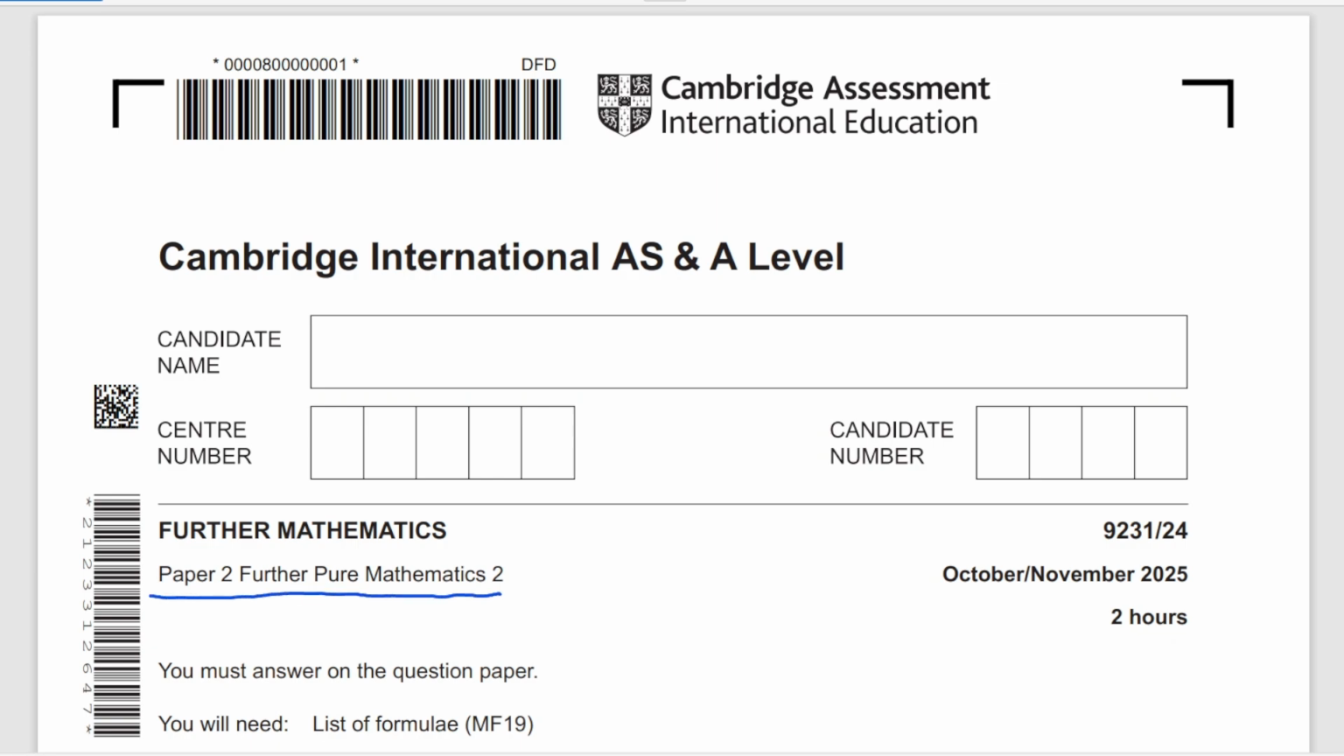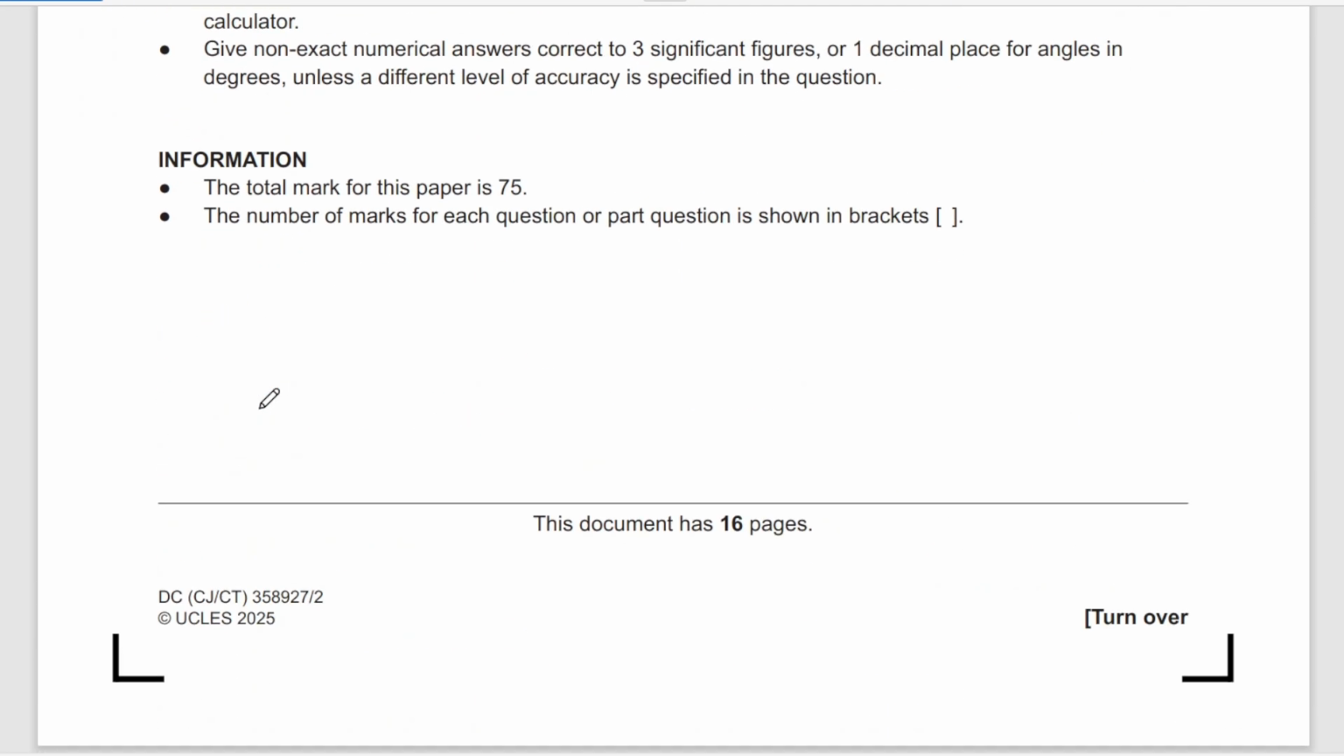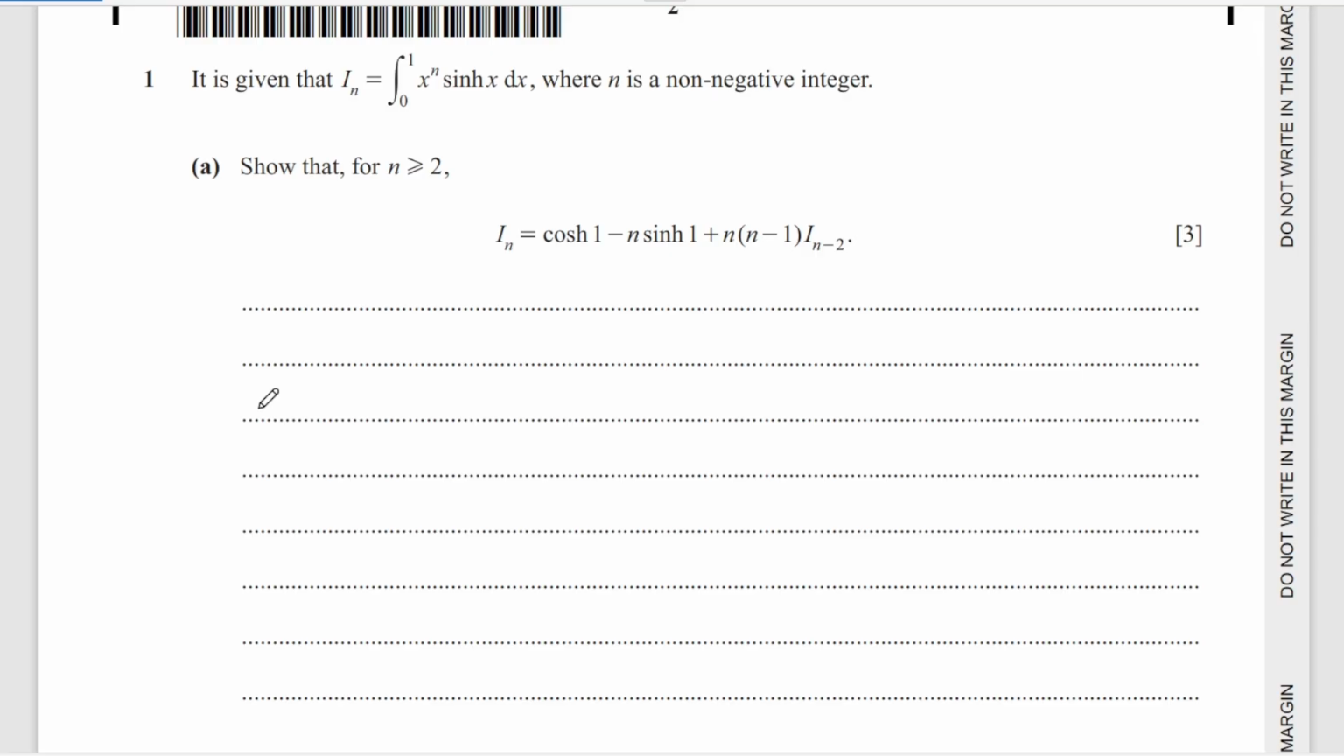This is CIE Paper 2 Further Pure Mathematics 2, and this is the most recent paper, October-November 2025, variant 24. The first question here is asking about reduction formula. Reduction formula is reducing the power of n into lower powers.